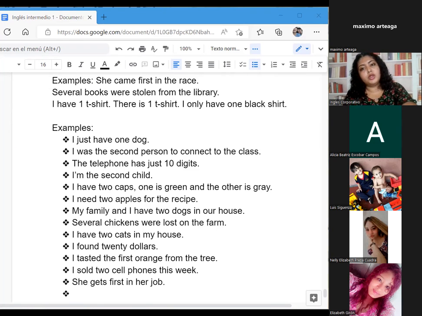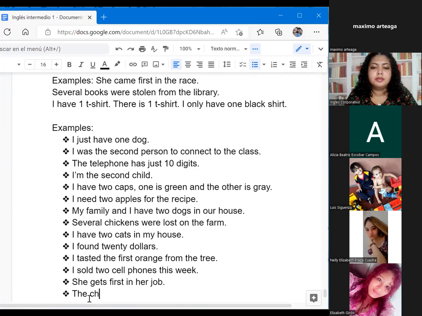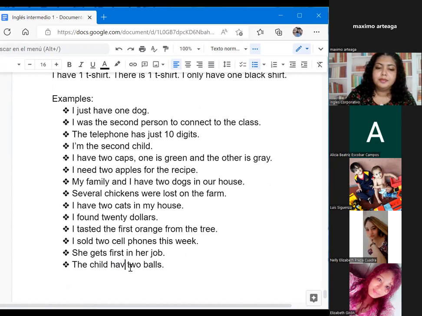If you know if those cards are new, okay, I think. Don't worry, that's okay. And the last one, the child have two balls. Okay. Thank you for these sentences. I mean, has, because it is not plural, it's a singular.